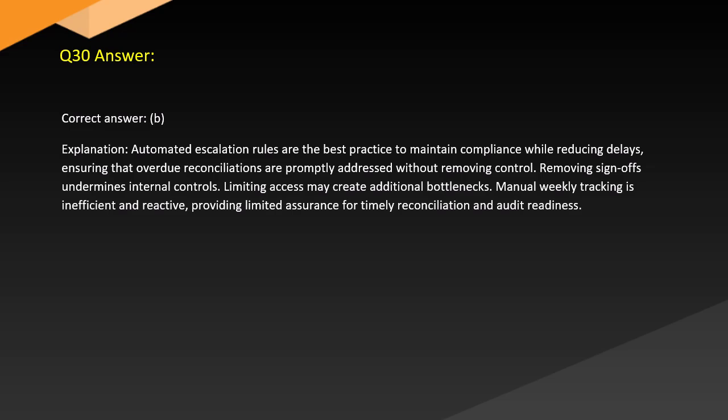Answer. Correct answer: B. Explanation. Automated escalation rules are the best practice to maintain compliance while reducing delays, ensuring that overdue reconciliations are promptly addressed without removing control. Removing sign-offs undermines internal controls. Limiting access may create additional bottlenecks. Manual weekly tracking is inefficient and reactive, providing limited assurance for timely reconciliation and audit readiness.